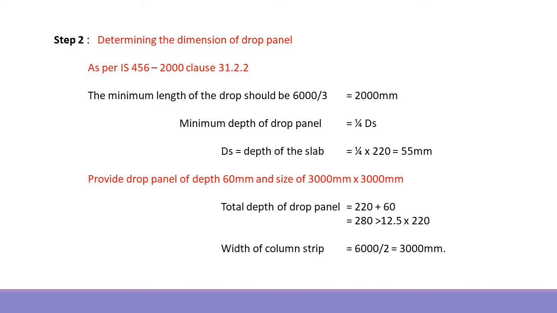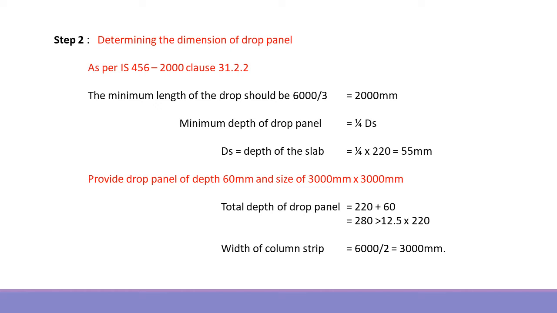Then the minimum depth of drop panel is 1 by 4 into depth of slab. The depth of slab is equal to 220 mm. So 1 by 4 into 220 is equal to 55 mm. This is our minimum depth of drop panel. Then provide a drop panel of 60 mm. It is 55 mm, but we can assume 60 mm.